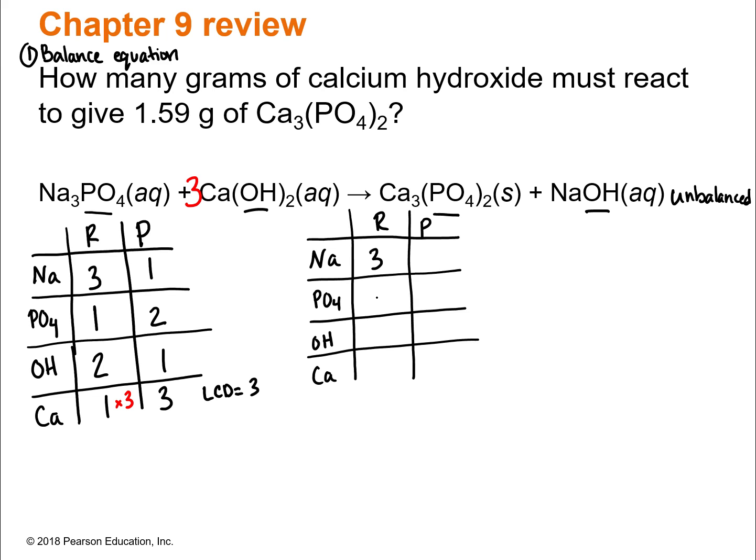So we didn't change the sodium or the phosphate, but we did change the calcium and the hydroxide. We've now got 3 calciums and we've got 6 hydroxides because we've got that subscript 2 there outside of the parentheses. So that means there's 2 hydroxides in that compound, and 2 times 3 is 6. We haven't changed anything on the product side.